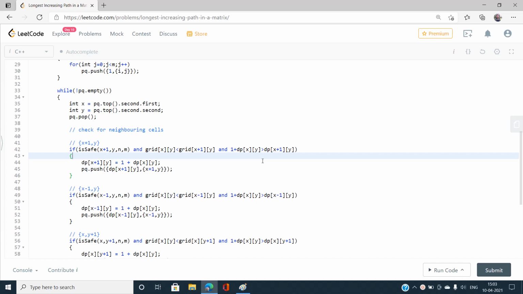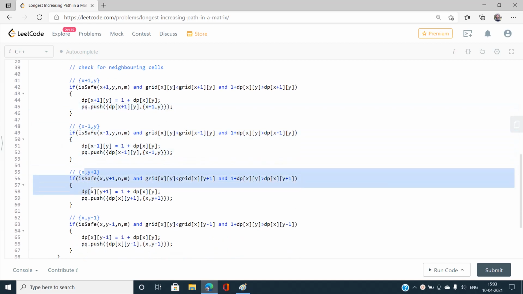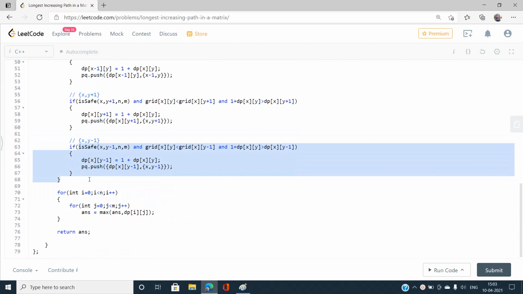So just change the neighboring cell value and push the neighboring cell into the priority queue for further processing. It is similar to the concept of Dijkstra's algorithm. And similarly check for x minus 1, y; x comma y plus 1; x comma y minus 1.